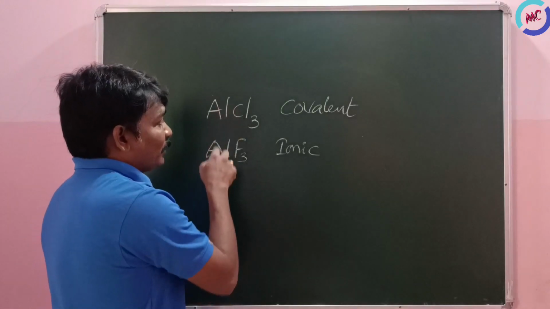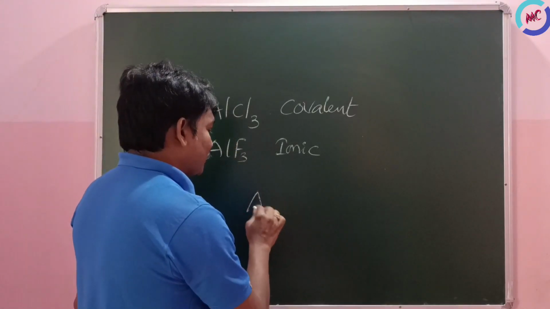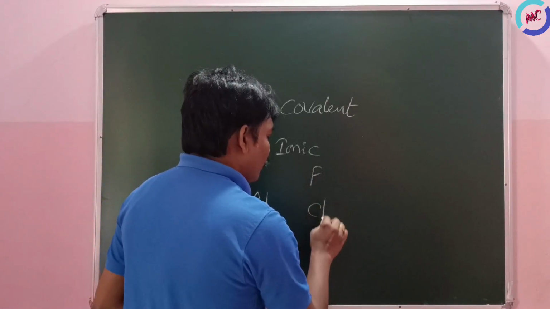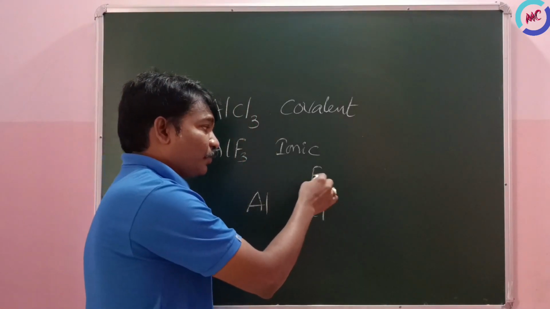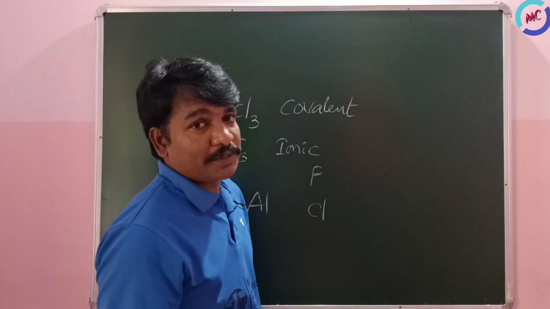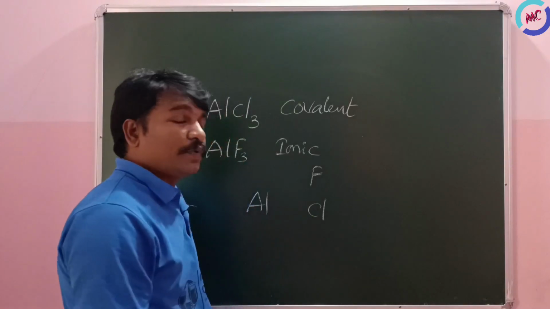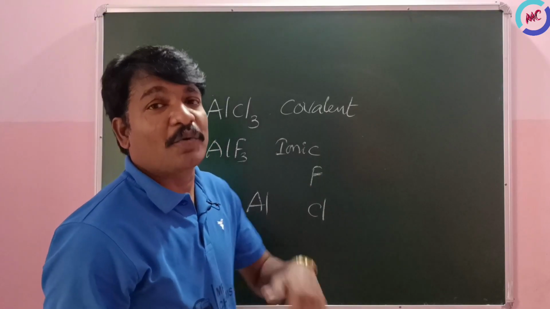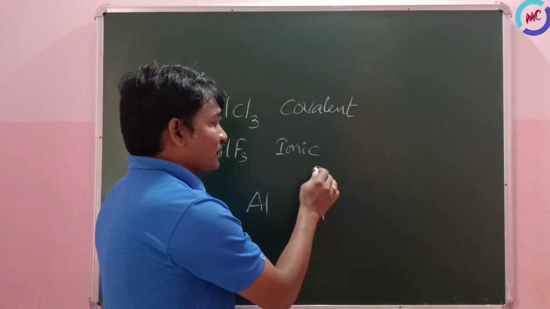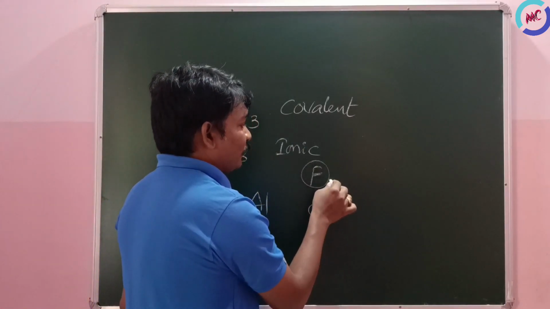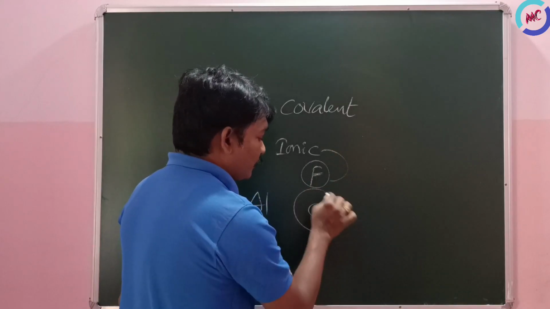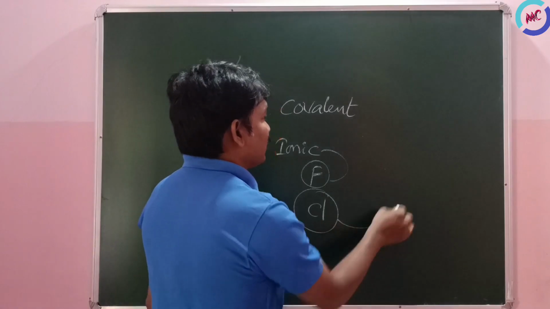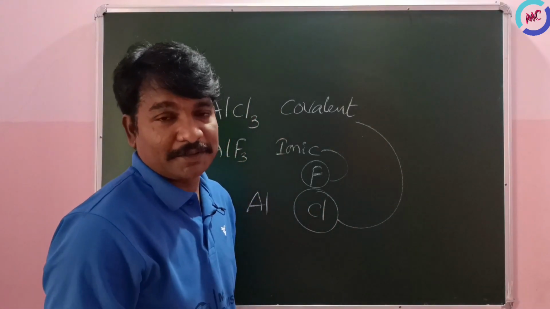And see here, aluminum is the common central atom. Aluminum is common. What are the side atoms here? Fluorine and chlorine. Fluorine and chlorine belong to the same group, that is the halogen group, the 17th group. According to Fajans' rules, if the size of the anion increases, what will happen? The covalent nature will increase. Here, the size of fluorine is small, that's why it favors ionic bond, whereas the size of chlorine is large, hence due to large anion size, it favors covalent bond formation.